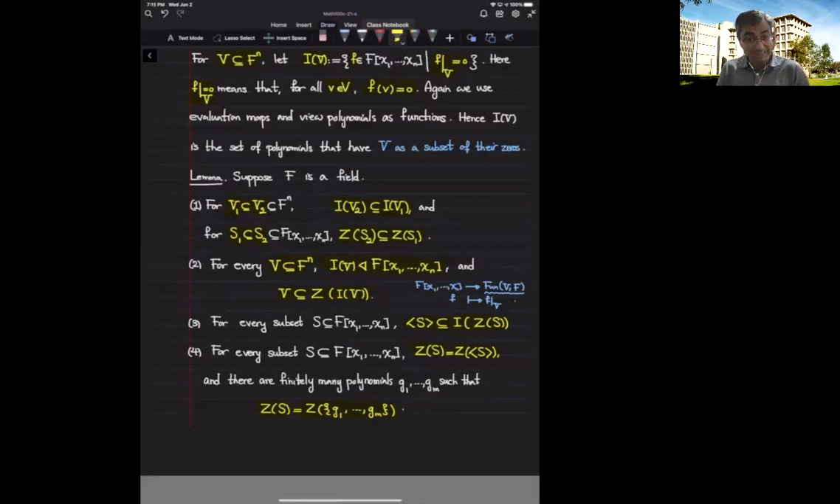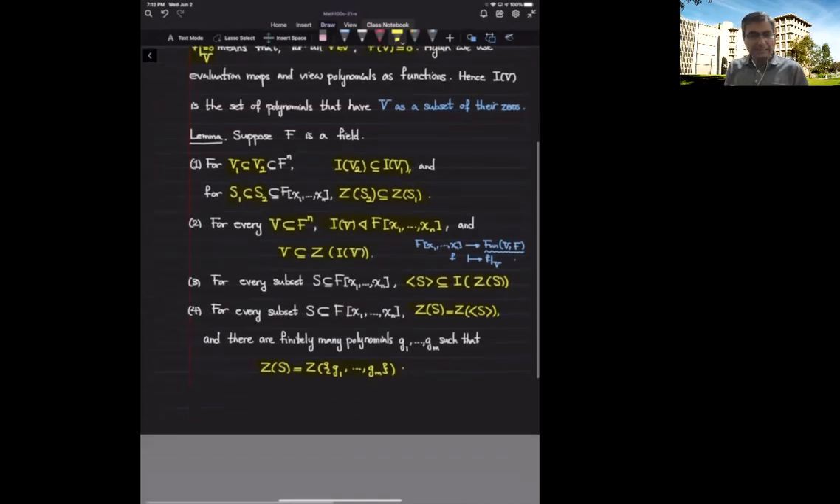It tells us that I is inclusion reversing. The same is true for Z. If I tell you that S2 is a family of polynomials that contains S1, of course common zeros of S2 are going to be common zeros of S1 as well, because S1 is a subset of S2. So this means common zeros of S2 is a subset of common zeros of S1. So again, Z is an inclusion reversing function.